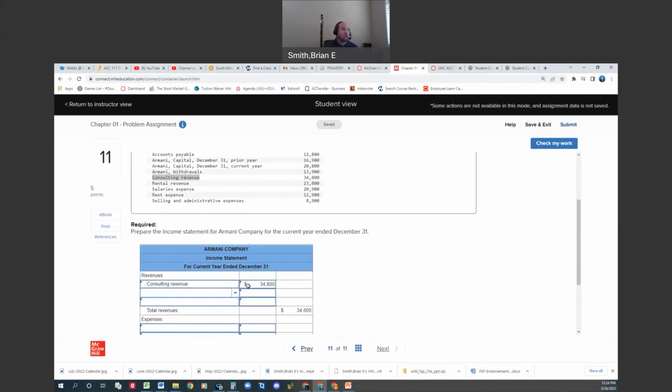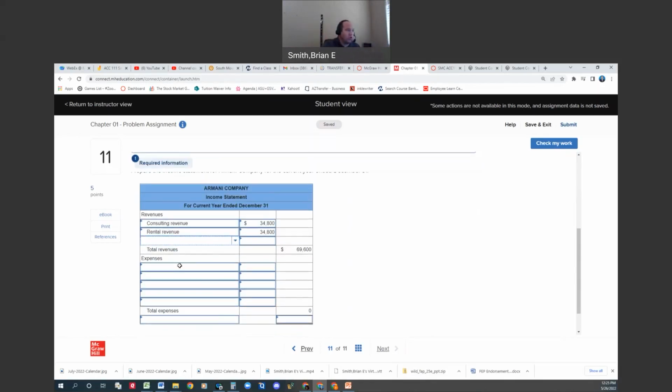The next one we're looking for is rental revenue. Rental revenue, there it is, 34,800. Now look at this. This gives us another space, but we only have 2 revenues. The software does this because it wants you to show that you know exactly what needs to go in here. So you're not always going to use every single space. So when you've listed all of the revenues, you're done, regardless of however many spaces are left. Don't let that throw you off. Okay. So our total revenue is listed there.